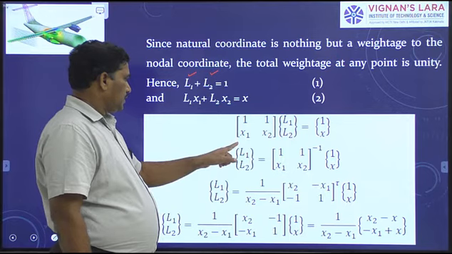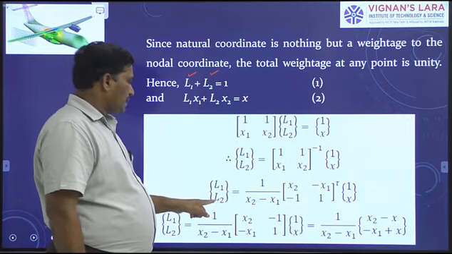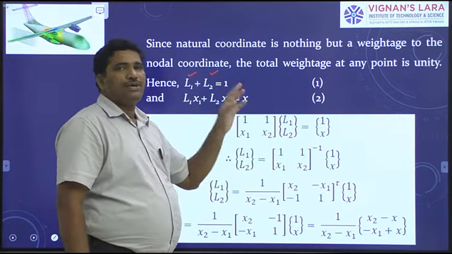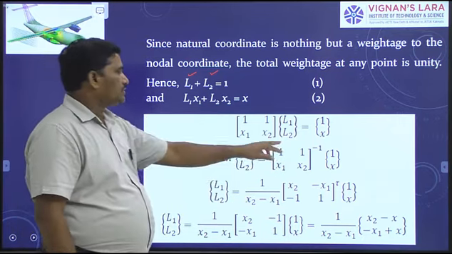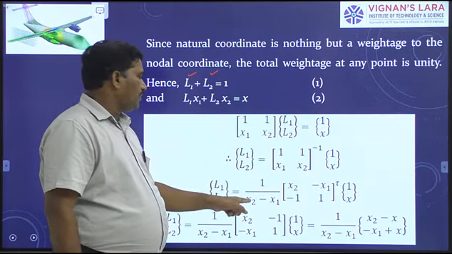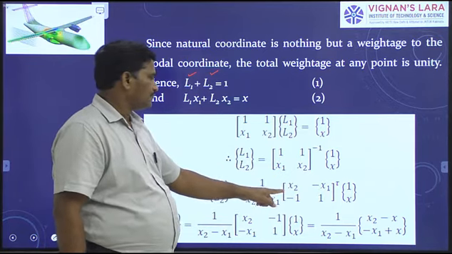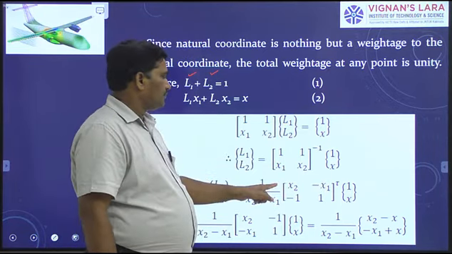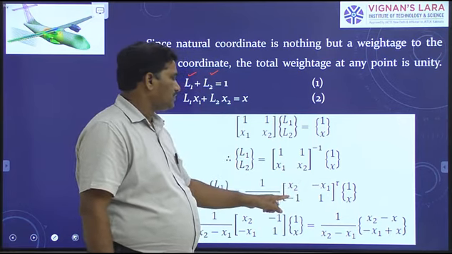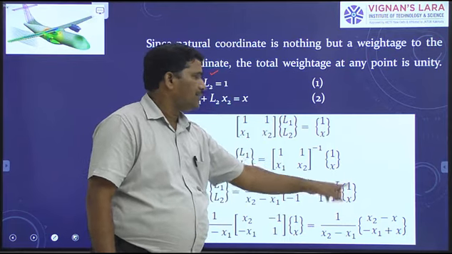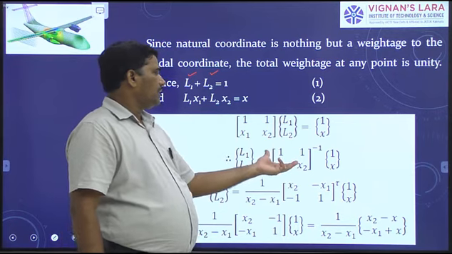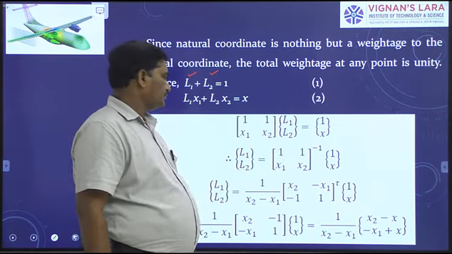Now, a column matrix with the elements L1 and L2 equals the inverse of this 2 by 2 matrix. How do you get it? 1 by x2 minus x1 into the transpose of a matrix having the elements x2, minus x1, minus 1, 1, into a column matrix having the elements 1 and x. I hope you know how to determine the inverse of this matrix.